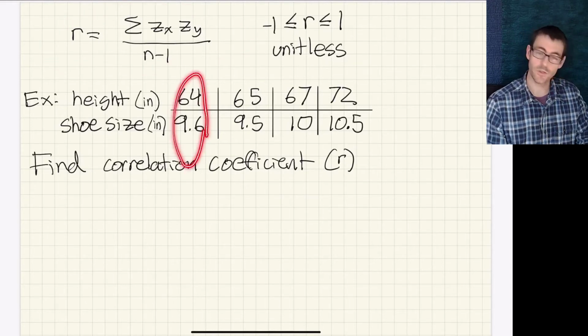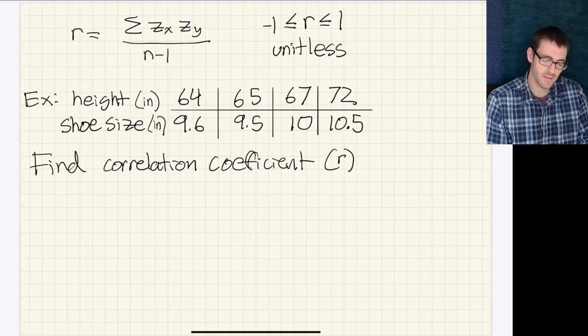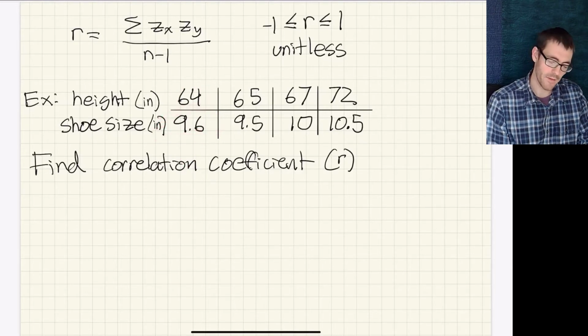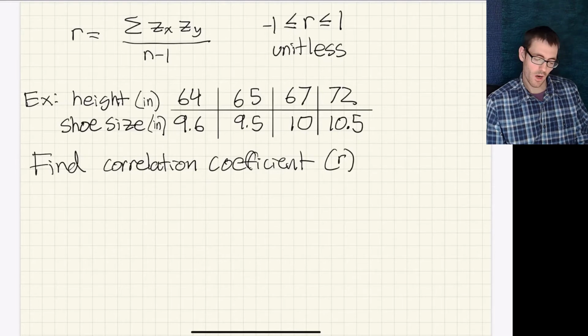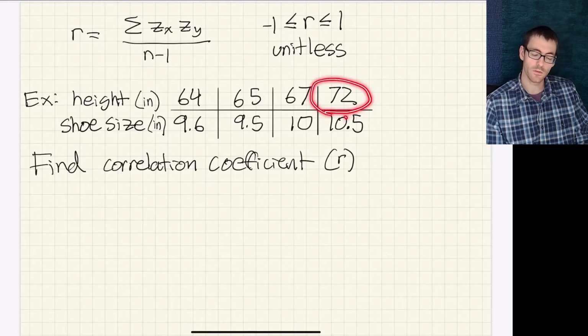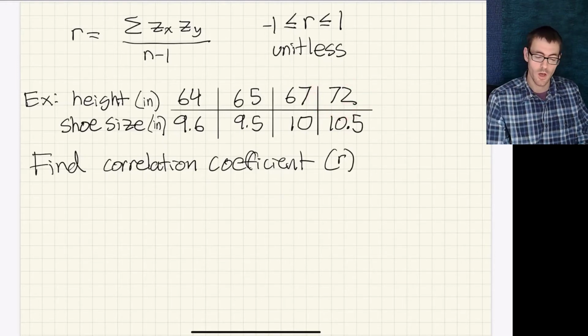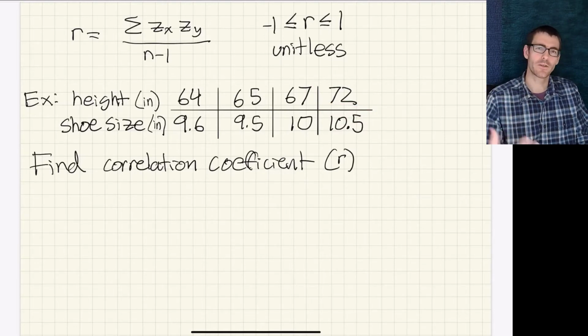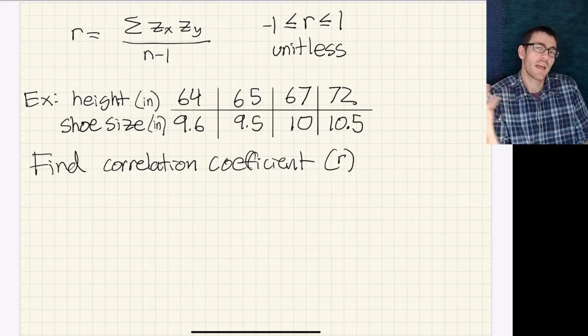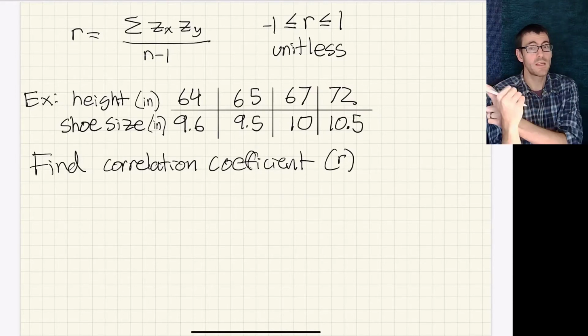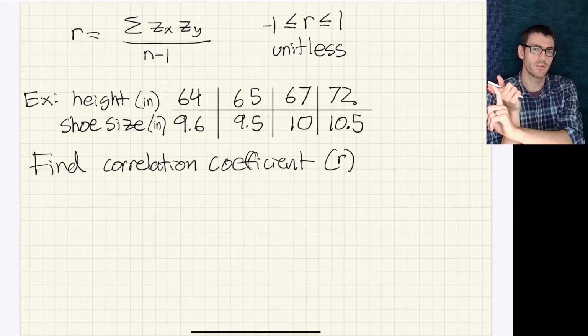So for every entry, we want to calculate the z-score of the x value and the z-score of the y value. That's what we mean by zx and zy. In other words, we want to know, for example, this 72. This 72 is certainly above average. We want to know how much above average. We want to know how many standard deviations above the mean is 72 inches. In order to answer that, we need to know what the mean is and what the standard deviation is.